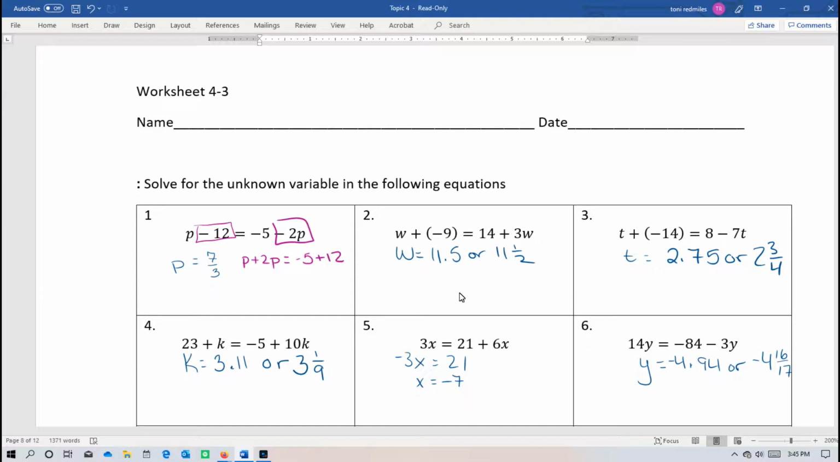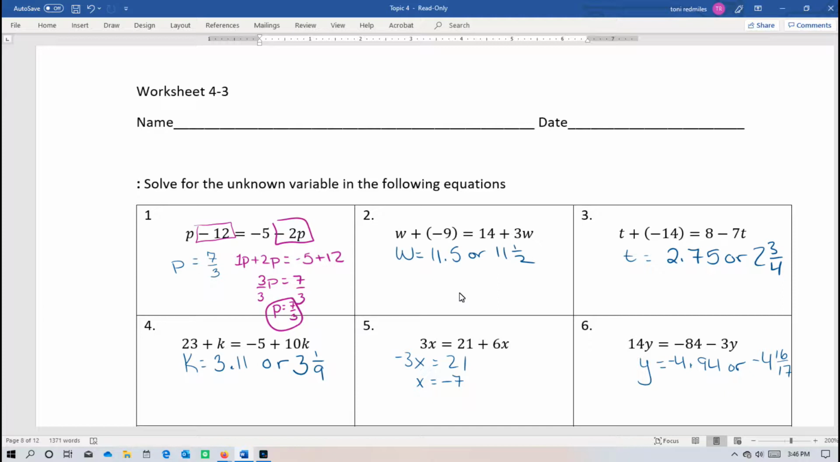So let's clean this up. This has an understood 1, so that's 3p. And over here, 12 minus the 5 will give me a positive 7. Divide both sides by 3. And p equals 7/3.